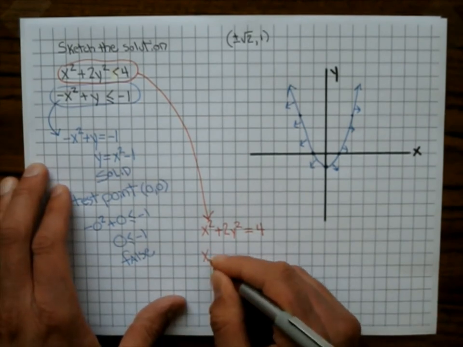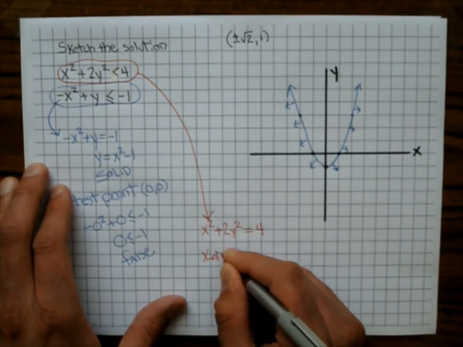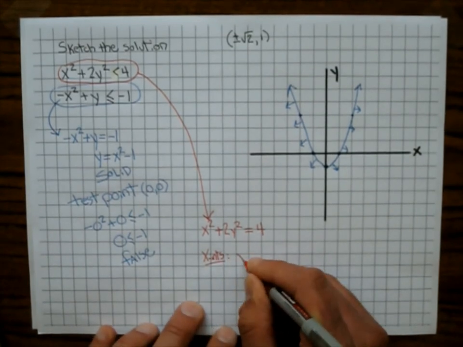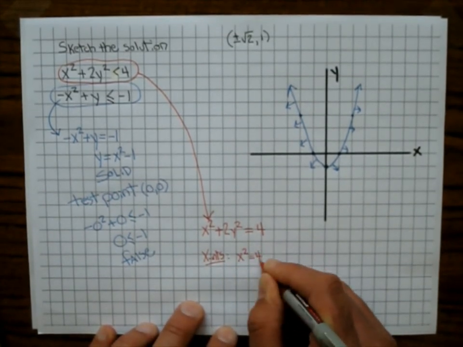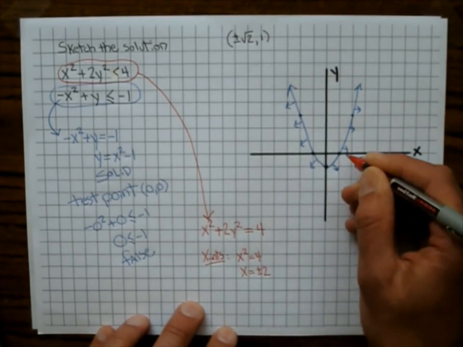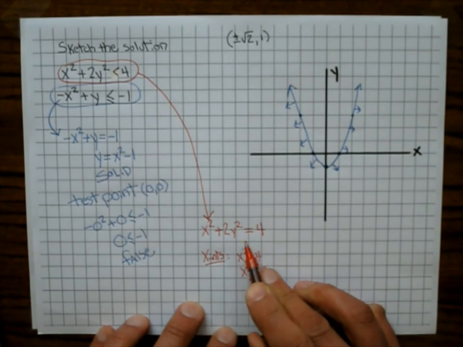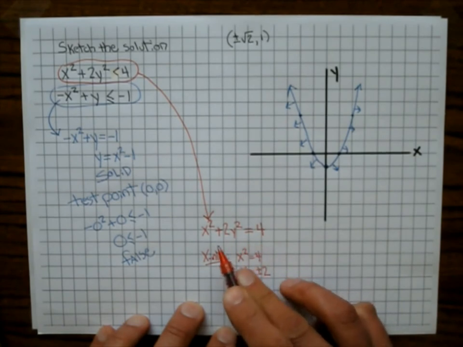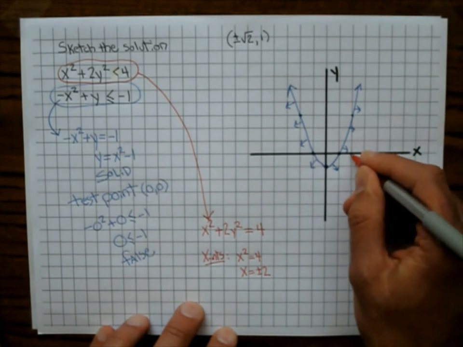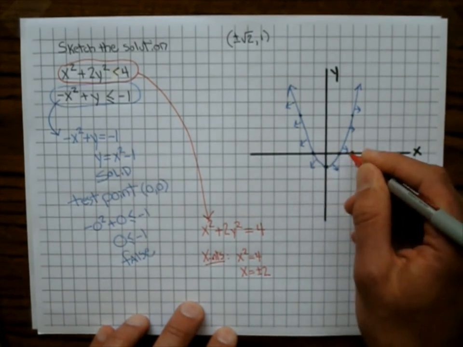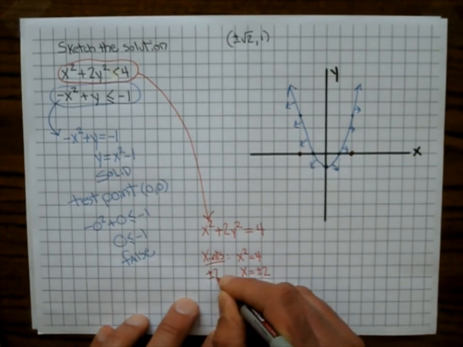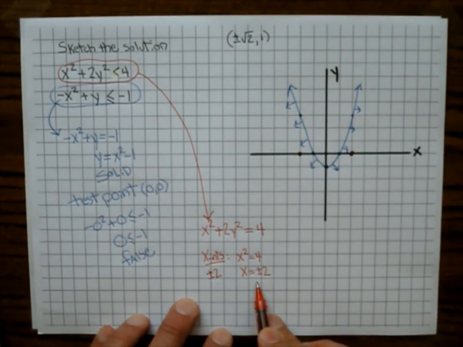So the x-intercepts I get by setting y equal to 0. So I have x squared equals 4, square root property gives me x equals plus or minus 2. And I know that it's going to be centered at 0, 0. If you divide by 4, you can see. So x-intercepts are 2 and negative 2. So technically, I should say they are plus or minus 2. We don't want to write our x-intercepts as vertical lines.